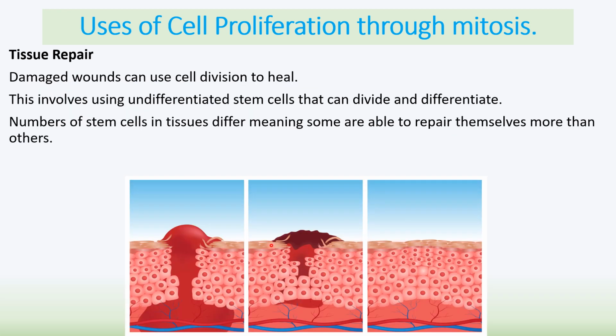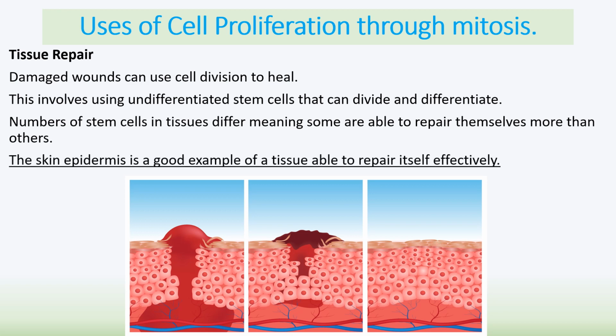Another use of proliferation is tissue repair. Damaged wounds need new cells to heal, so we use cell division to heal. This involves undifferentiated stem cells, and they can divide and then differentiate. The number of stem cells in tissues means that some are able to repair themselves more than others. So this is what happens originally when we have a cut. We block it off with platelets, and then new cells grow to replace the damaged cells. The skin epidermis is therefore a good example of tissue that is able to repair itself.